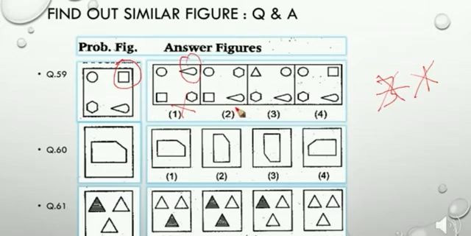Let's check for option 2. This portion and this portion, if we compare, this option 2 is also not the same. So option 2 also is ruled out. Now what option we have is option 4 only, which is going to be the correct answer.